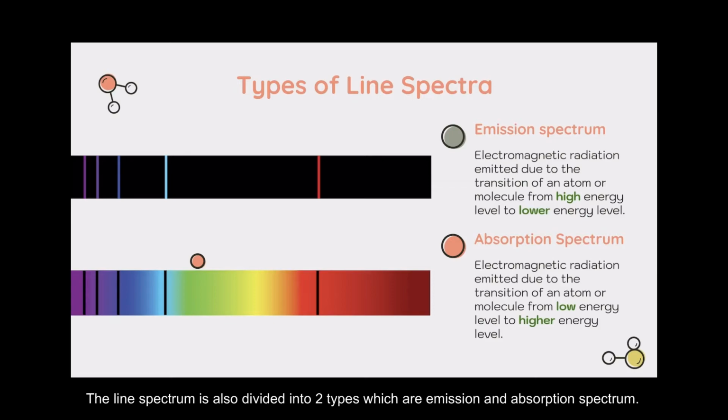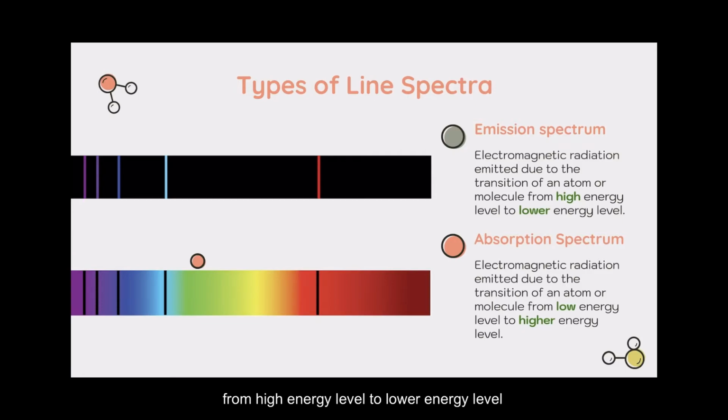The light spectrum is also divided into two types, which are emission and absorption spectrum. The main difference between these two light spectra is that emission spectrum is electromagnetic radiation emitted due to the transition of an atom from a high energy level to a low energy level, and the absorption spectrum is the transition from a low energy level to a higher energy level.